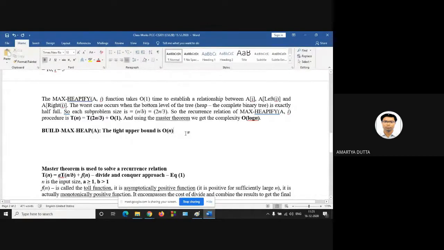In every year your GATE exam, this is asked that build maxif, the complexity of build maxif is order of n or order of n log n. Which one is true?